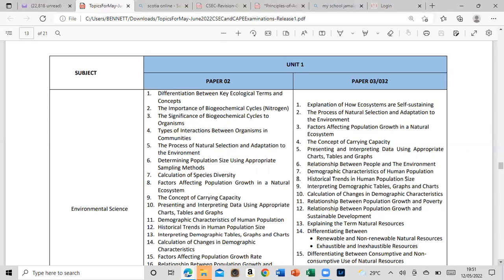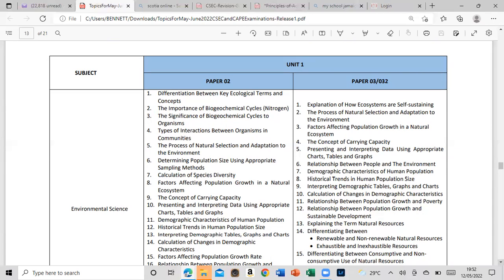The importance of biogeochemical cycles, which is in nitrogen, significance of biogeochemical cycles to organisms, types of interaction between organisms in communities, the process of natural selection and adaptation to the environment, determine the population size using appropriate sampling methods, calculation of species diversity, factors affecting population growth in a natural ecosystem.